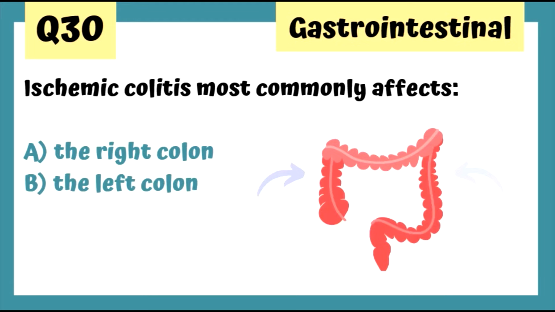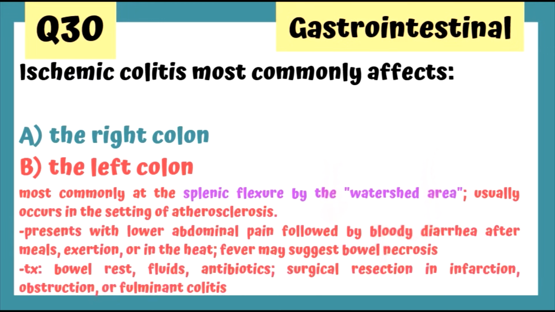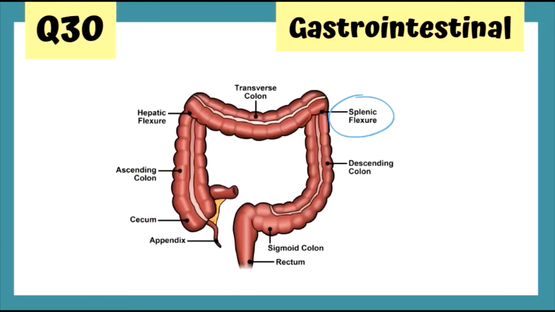Question 30. Ischemic colitis most commonly affects which side of the colon? Ischemic colitis mostly affects the left colon by the watershed area, by the splenic flexure. And it usually occurs in the setting of atherosclerosis. Patients with ischemic colitis present with lower abdominal pain followed by non-bloody diarrhea after meals, exertion, or in the heat. Fever may suggest bowel necrosis. And treatment is with bowel rest, fluids, antibiotics, surgical resection in infarction, obstruction, or in fulminant colitis. Here we just see the splenic flexure. That's usually where the ischemic colitis occurs.